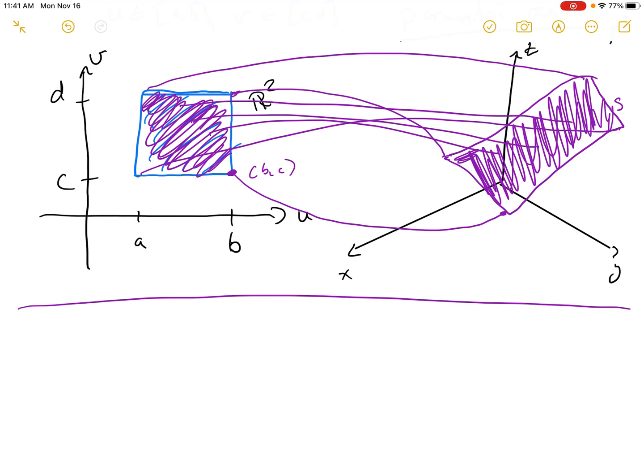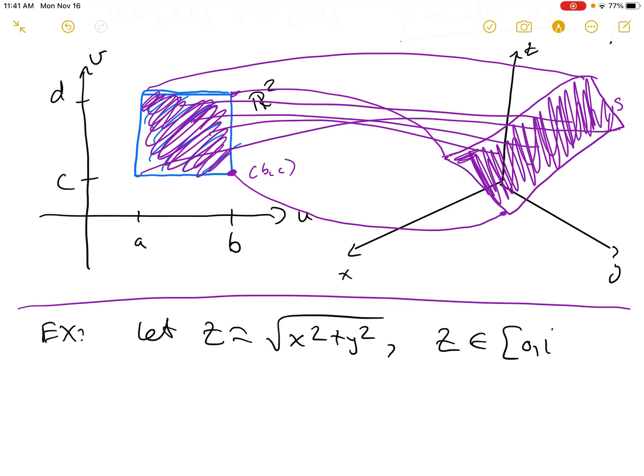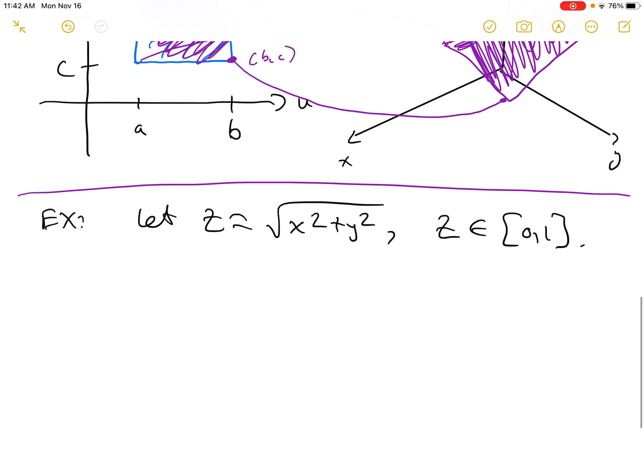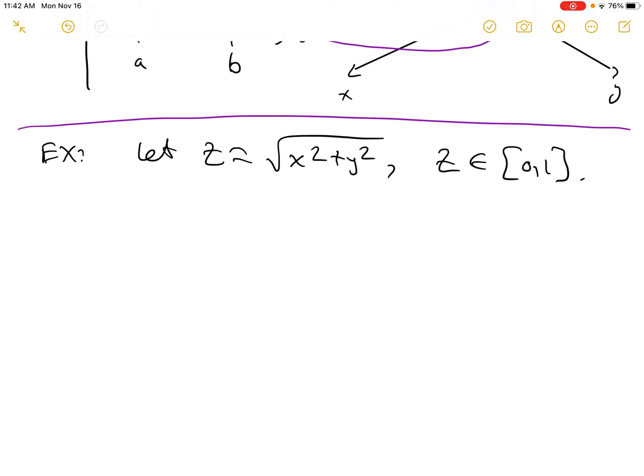So let's look at an example here. We're going to let Z be the square root of x squared plus y squared, and Z is going to run from 0 to 1. This gives us a cone. We've seen this before when we were doing triple integrals and doubles, right? And let's parametrize the surface.